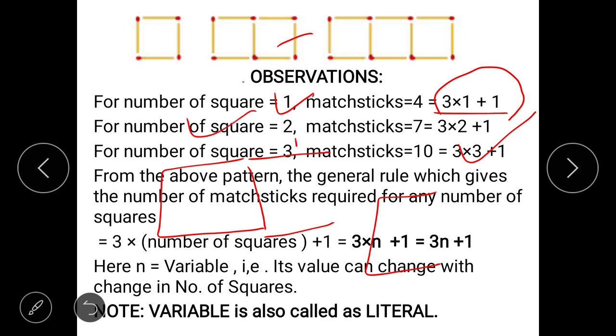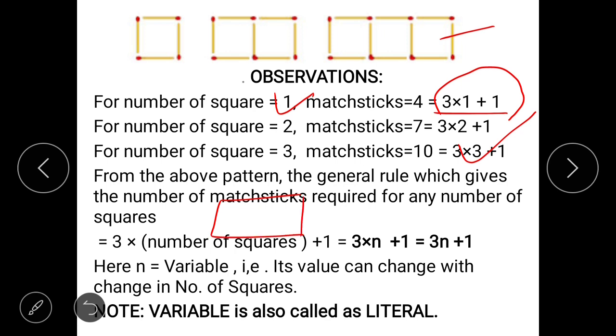We have 2 C's here, first and second. In the first C, the requirement is 3 matchsticks. In the second C also, the requirement is 3 matchsticks. If I remove the end matchstick from the third pattern, what will I get? This structure: first C, second C, and third C. So I am getting 3 C's, and in every C I need 3 matchsticks. That is why I have written 3 into 1, 3 into 2, and then 3 into 3.